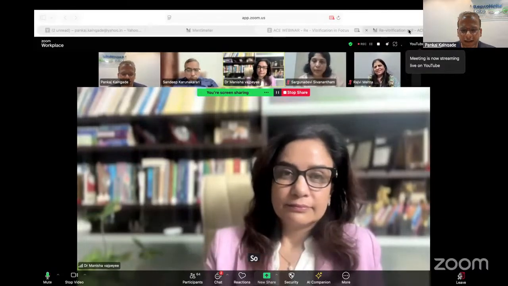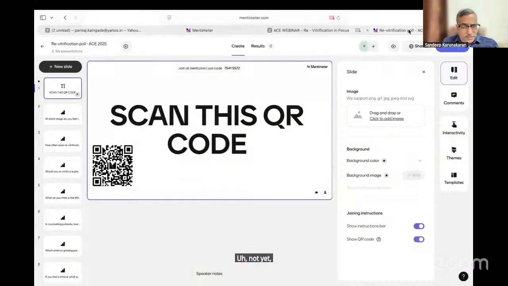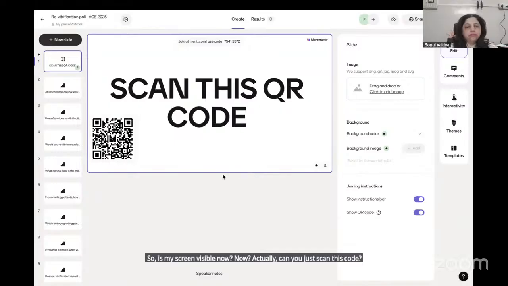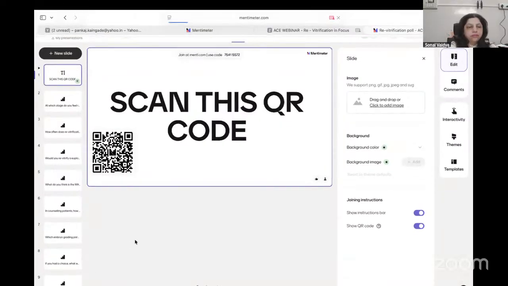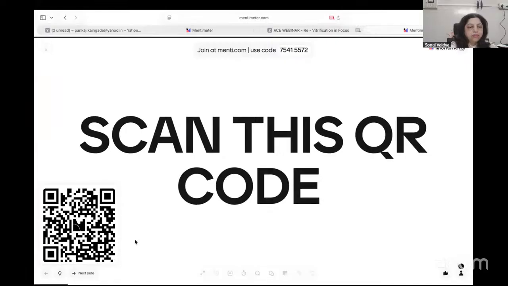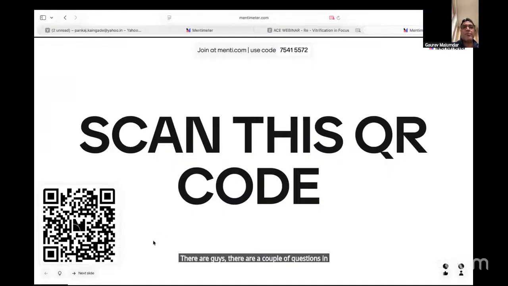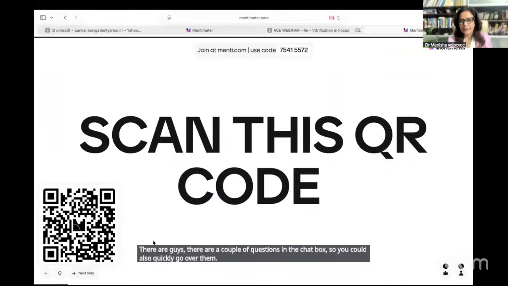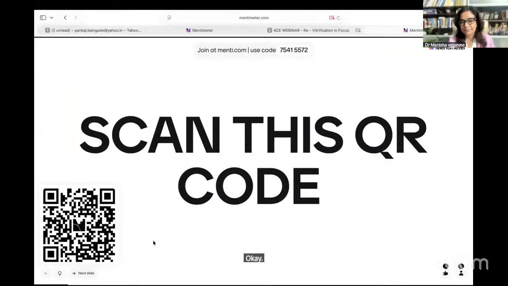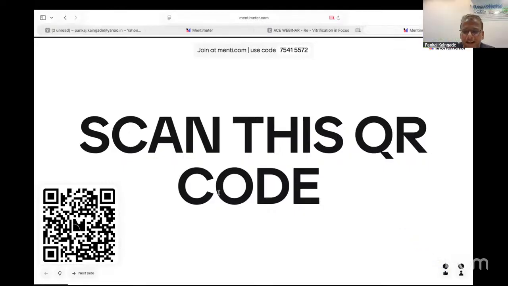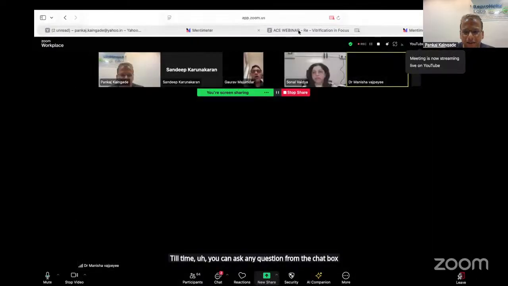So is my screen visible now? Not yet, sir. Now? Yeah. Actually, can you just scan this code? There are a couple of questions in the chat box, so you could also quickly go over them. Till then, you can ask any question from the chat box also. I'll take one minute.